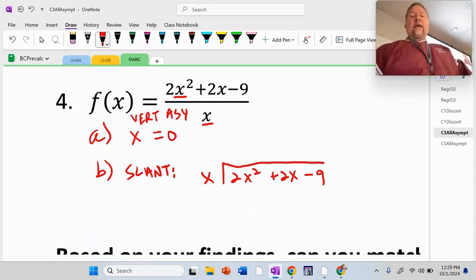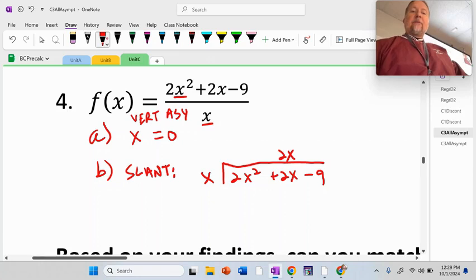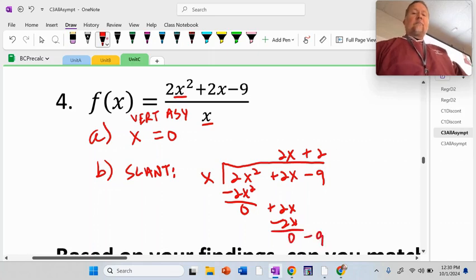Don't blow a brain gasket. What times x equals 2x squared? What's the answer to that? 2x goes up in the top, and then you only have one multiplication to do, and then subtract. Gone. And then you bring down this 2x. What times x equals 2x? What's the answer to that? 2. 2 times x is 2x, and then you subtract, and then guess what minus 9 is? Negative 9. The remainder. So it's just 9 over x.